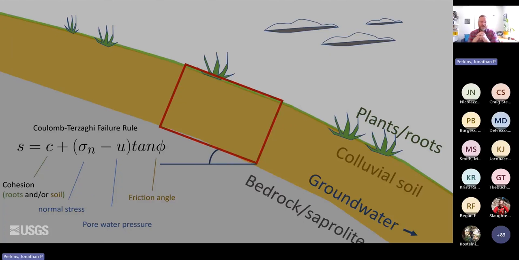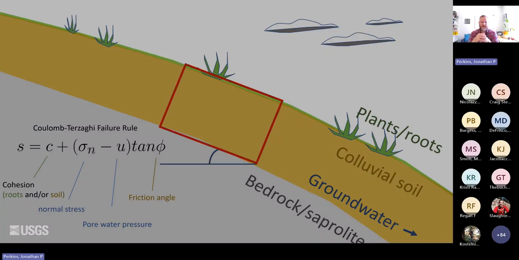And so that shear strength that resists failure is often modeled by something called the Coulomb-Terzaghi failure rule, where the shear strength S is a function of a couple of different parameters, including the friction angle, which we see on the right, so that tan phi. That's an inherent granular property of the soil, right? And then on the left we have that term C, which is a cohesion term. Sometimes it can be cohesion just due to the soil, say molecular cohesion if it's a clay soil, for example. And sometimes that C can also incorporate root cohesion, where the roots coming down into the soil are physically anchoring that material in place.